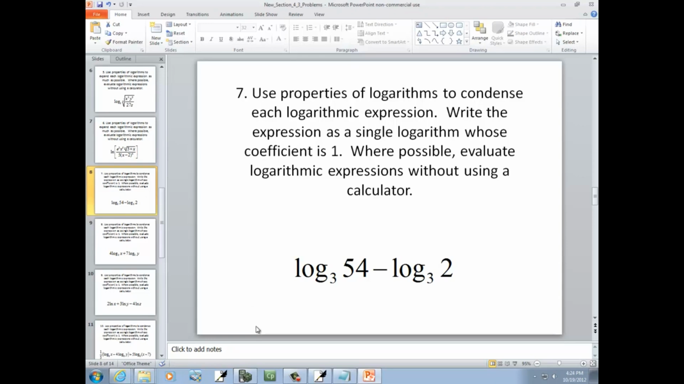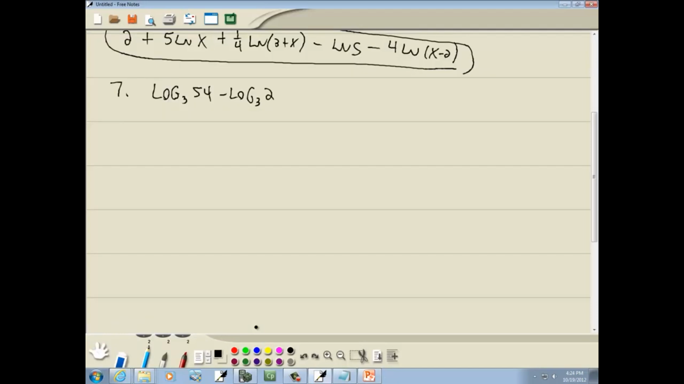So we're going the other direction. We got separate logs. We want to end up with a single log. Now this technique is used in the next particular section where we're solving logarithmic equations. So this is a college algebra technique. Those ones above are calculus based. Well, if we have log of something minus log of something, subtraction becomes division.